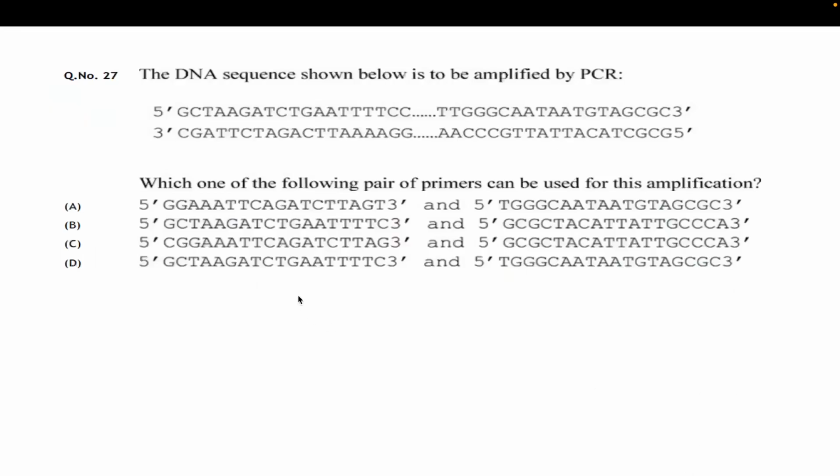So this question is asking: the DNA sequence shown below is to be amplified by PCR. There are 4 primers given, and the question asks which pair of primers can be used for the amplification of this template DNA. As we discussed earlier, the primer is complementary to each strand of the template DNA or the target sequence. So firstly we will see which of the primer sequences is complementary to this template DNA.